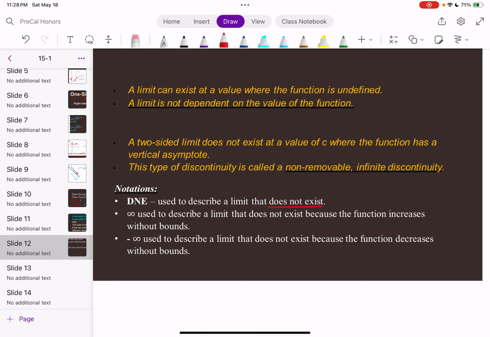We do use a positive infinity whenever the function increases without bounds, meaning it is not bounded above or below, it is not restricted, it is not within a specific range. It continues to move upward or rightward within our graph. The last would be a negative infinity whenever that function decreases without bounds.